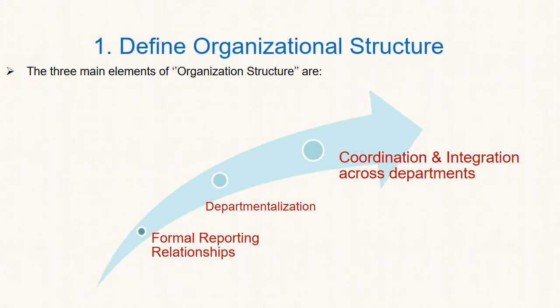As you can see in the infographic, organizational structure is comprised of three main elements. Number one, formal reporting relationship. Number two, departmentalization. And last but not the least, coordination and integration across departments. So, we need to elaborate them one by one. So, starting with formal reporting relationship.